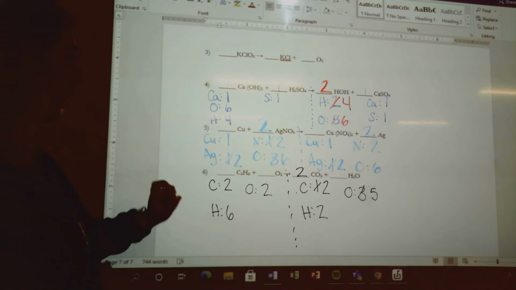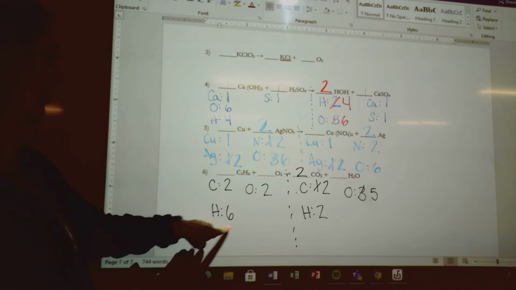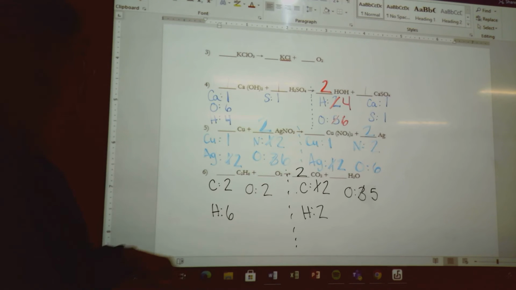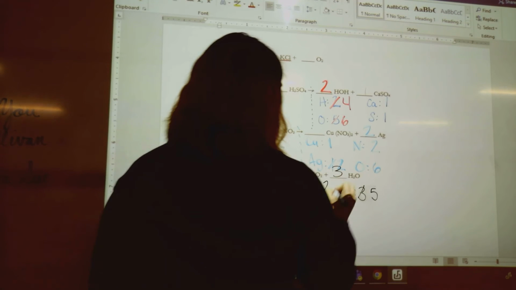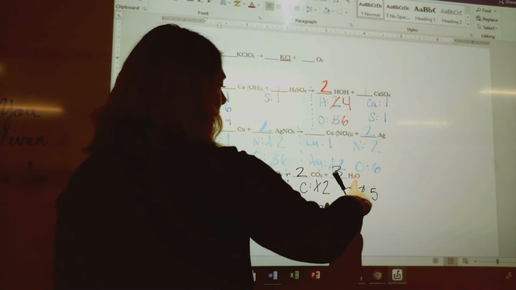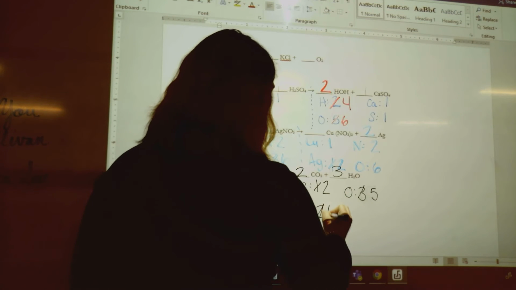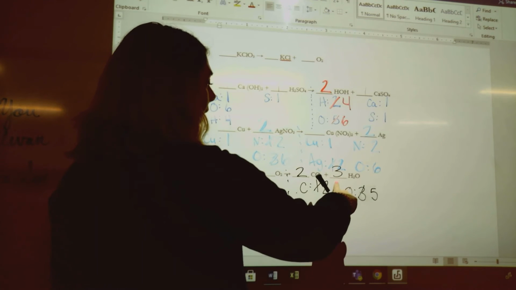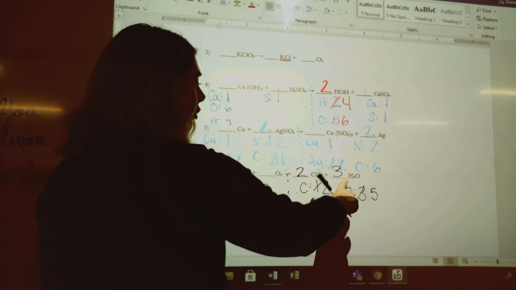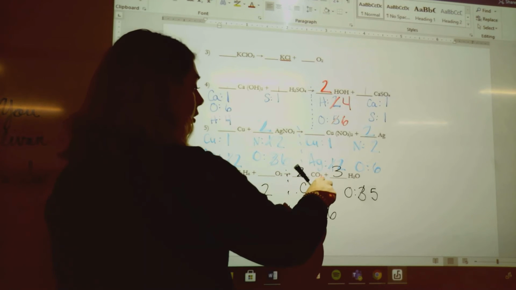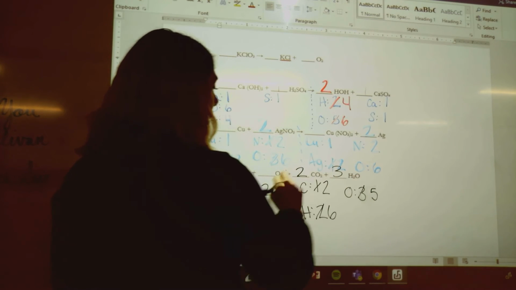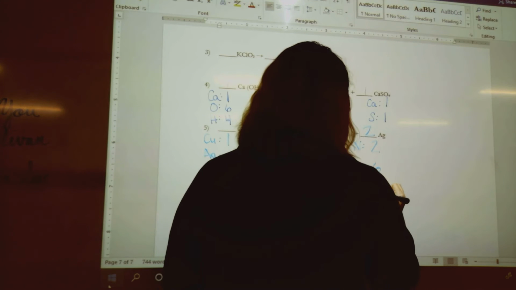Now my carbons are balanced, my hydrogens aren't, so I'm going to go to hydrogen. I got 2 here and 6 here. What can I do there? Perfect. So if I put a 3 here, I got 3 times my H2, which gives me 6 hydrogens. And now I have 3 times 1 oxygen, so 3 oxygens, plus my 2 times my 2 oxygens. So 3 plus 4 oxygens, which is 7.